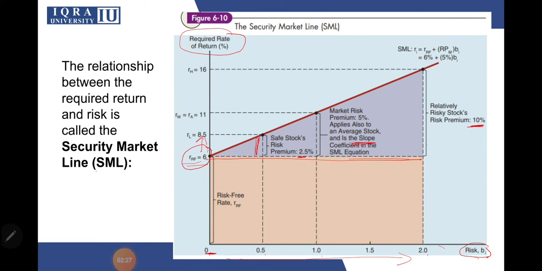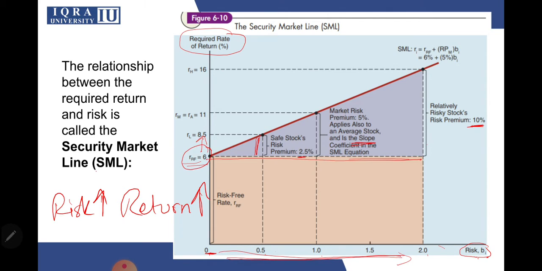And this is what we have studied so far, that as risk increases, so should the return, so that there is equilibrium in the market. So over here, as your risk is increasing, as the beta coefficient is increasing, so is the required rate of return increasing as well.